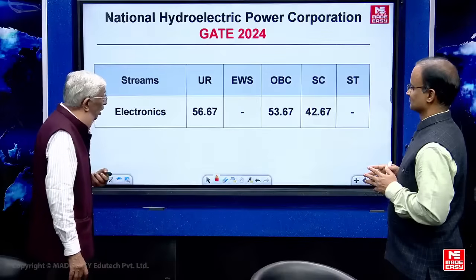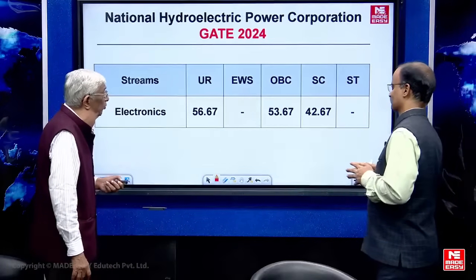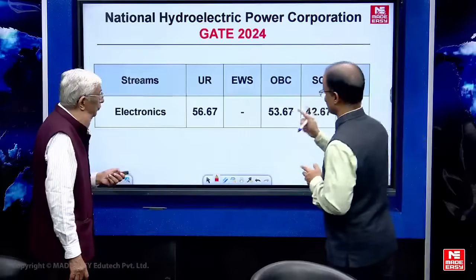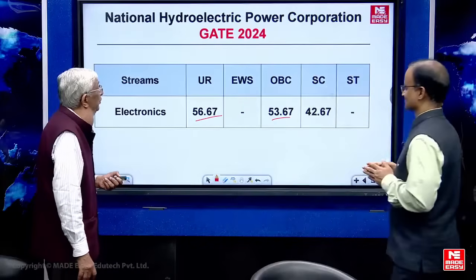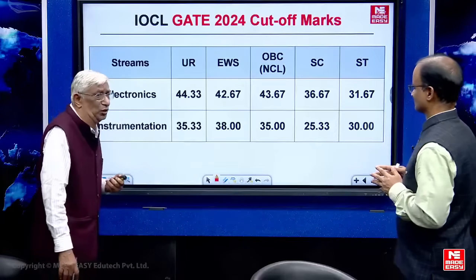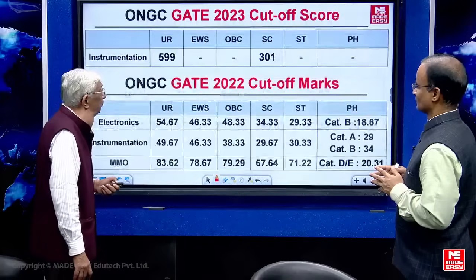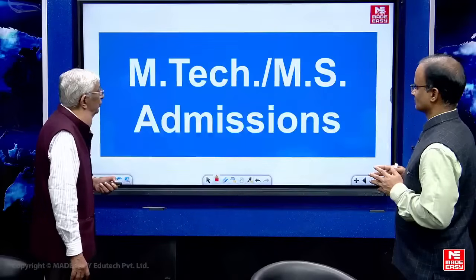NHPC, high cutoff, not very low. This is based on GATE 24, not for GATE 25. There is a slight difference, sir, between general and OBC, a very small difference. IOCL is not relevant now because they are not recruiting based on GATE. ONGC again not relevant. M.Tech.